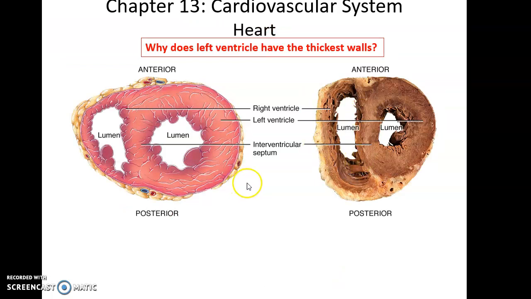All right, one thing you notice when you get a transverse section of the ventricles of the heart, that the left ventricle, its walls are much, much thicker. You have a lot more cardiac muscle tissue within the walls of the left ventricle than you see within the walls of the right ventricle. So why is this the case?